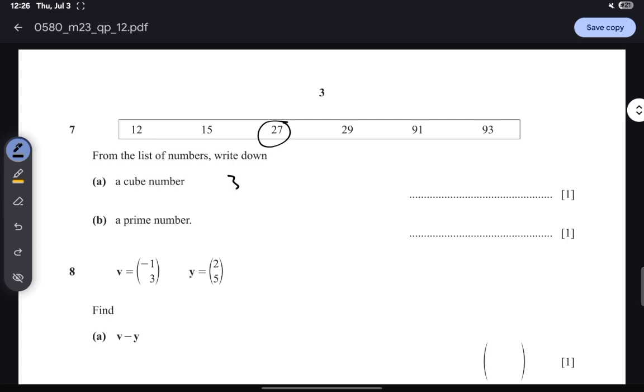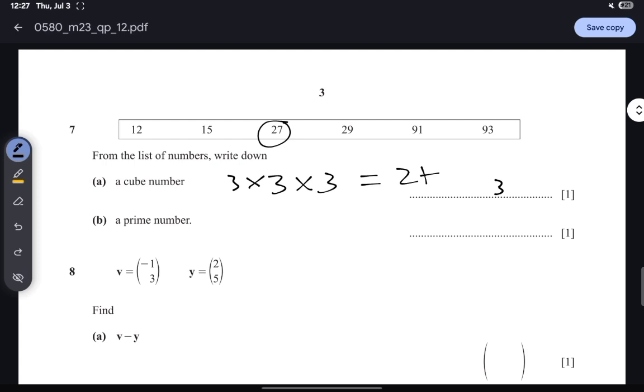Why? It's 3 times 3 times 3, which gives me 27. So 3 is our cube root, right? Because we get it after multiplying 3 times. That's exactly what makes it a cube number, right? And a prime number.